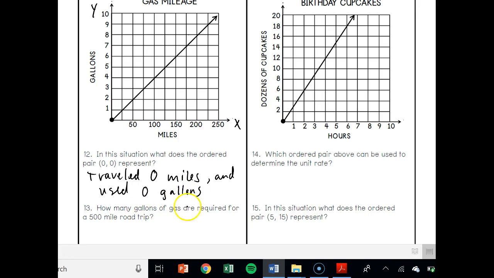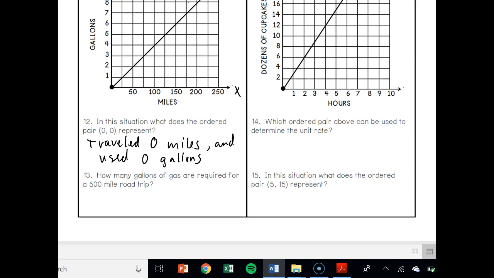Okay. How many gallons of gas are required for a 500-mile road trip? So here's 250. So we just have to figure out our constant of proportionality. I could say, okay, here's a point right there. I could say 2 over 50 is equal to 2 divided by 50, which gives you 0.04. All right, cool. And so I could say that's my constant of proportionality, right? k is equal to 0.04.